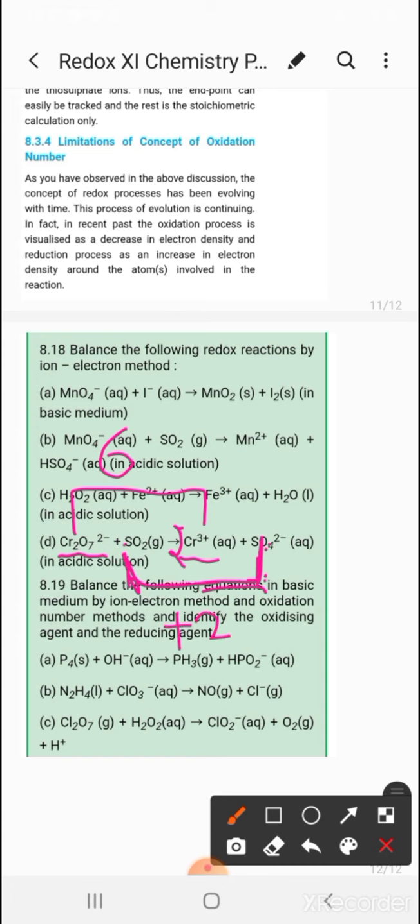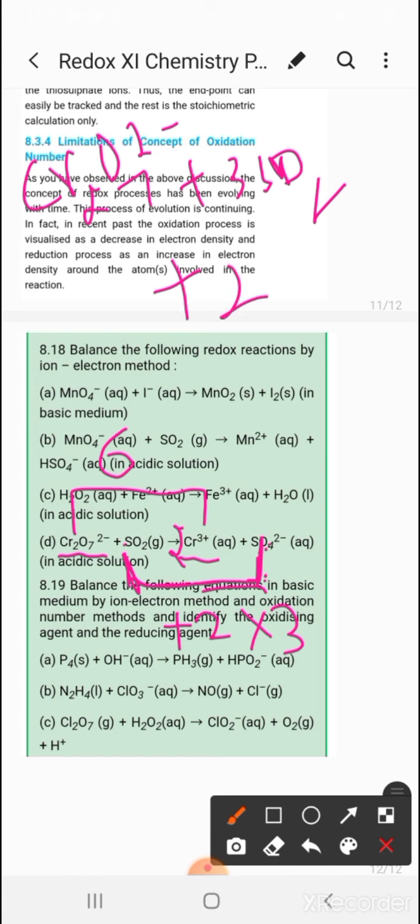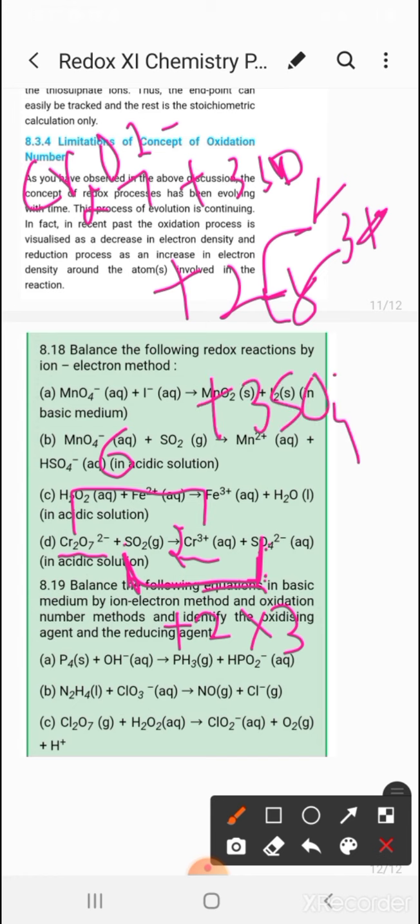So you have to make it 6 again, so you have to multiply by 3. You have to multiply the sulfur species by 3, then it will be Cr2O7 2 negative plus 3SO2 plus 2Cr3 positive. This will be 2Cr3 positive and the SO4 2 negative, which is 3SO4 2 negative.